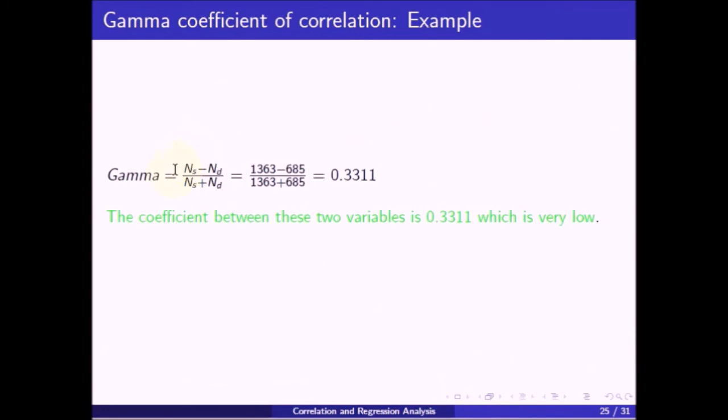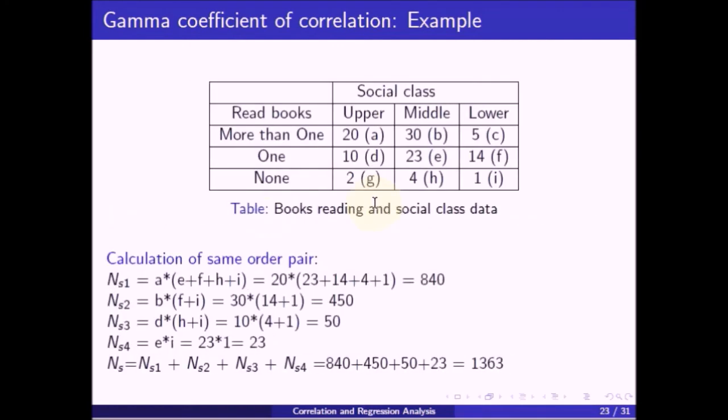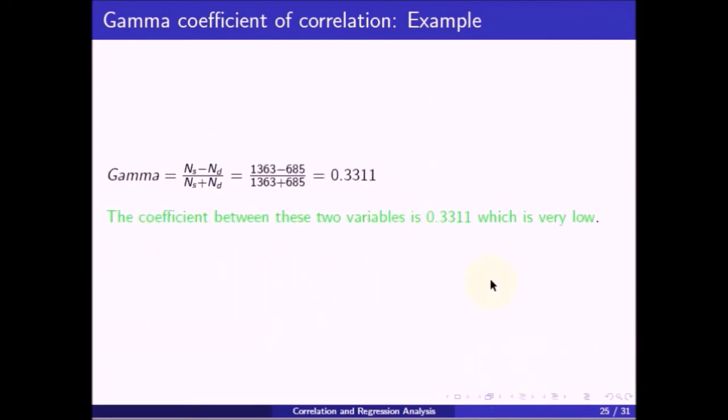Next we calculate gamma: NS minus ND divided by NS plus ND. NS is 1363 and ND is 685. So 1363 minus 685, divided by 1363 plus 685. The value is 0.3311. So the coefficient between these two variables is 0.3311, which is very low.